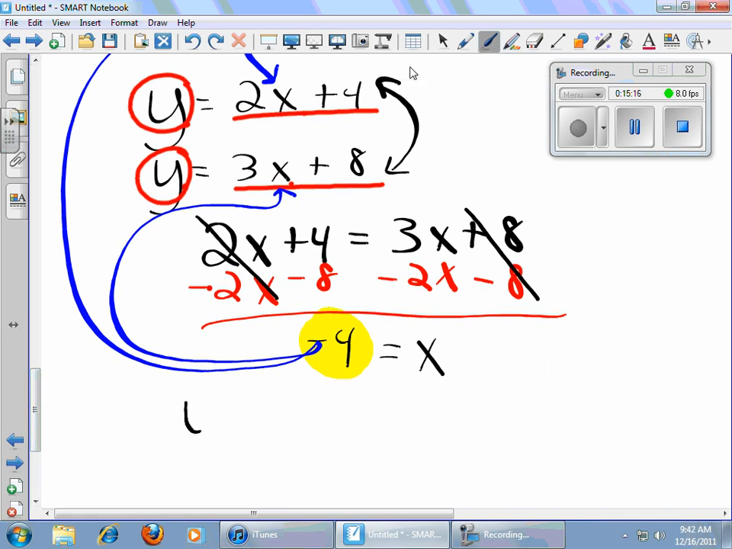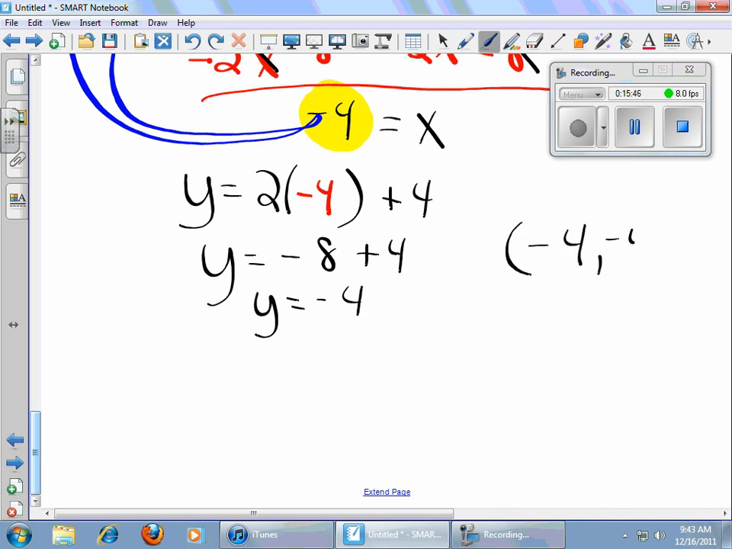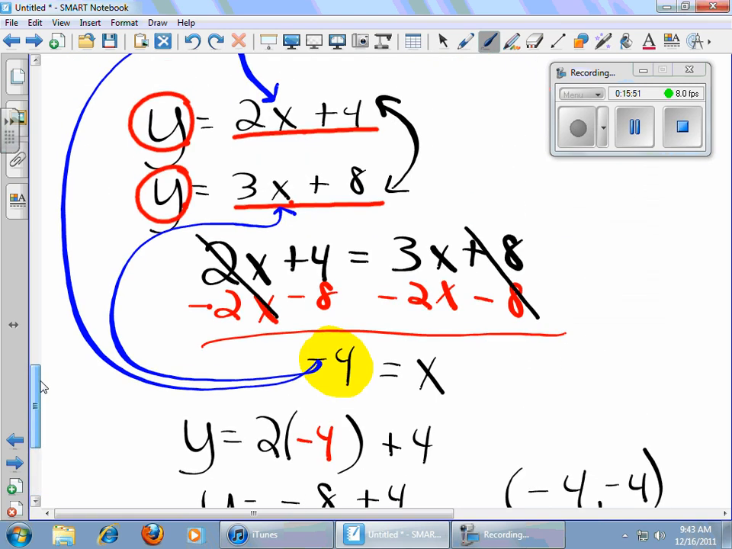So I'm going to write y equals 2 in parentheses. I love to use parentheses when I substitute things in. Negative 4, put it in x's place, and then I'm going to add 4 to it. And I'm going to go ahead and solve for y. Y is going to equal negative 8 plus 4, and therefore y is going to equal negative 4. So that means these two lines are going to cross at the point negative 4, negative 4. Kind of a coincidence there, but it can happen. Not a problem with that.